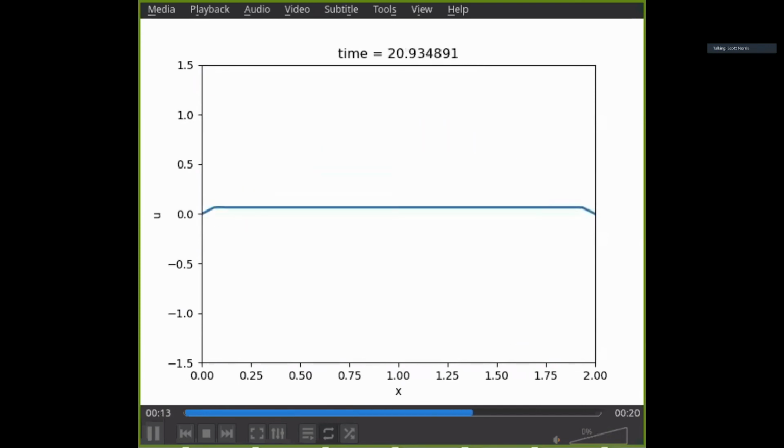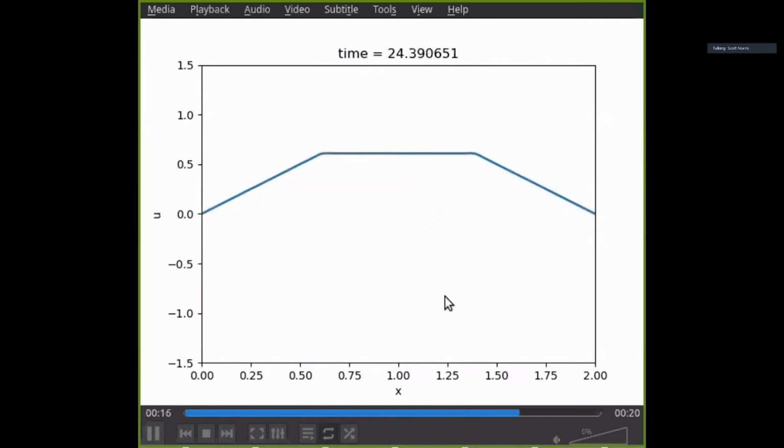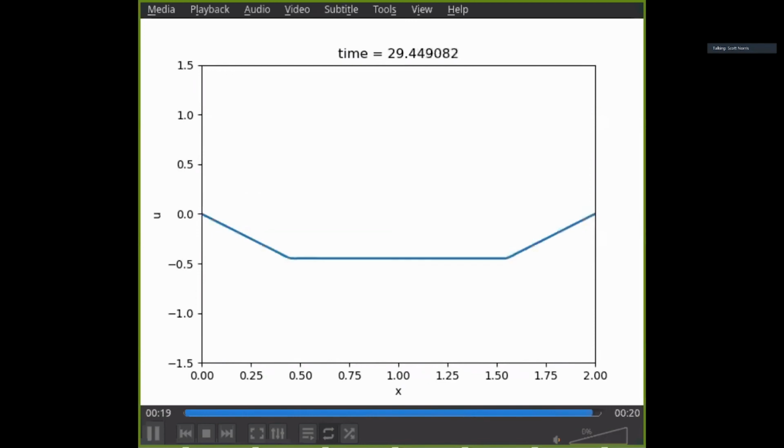Does anyone have any questions over the videos that we've watched? The differences between these two videos and the equations that generated them?